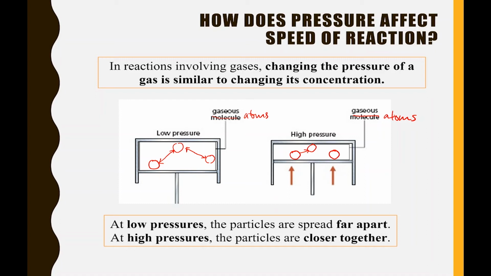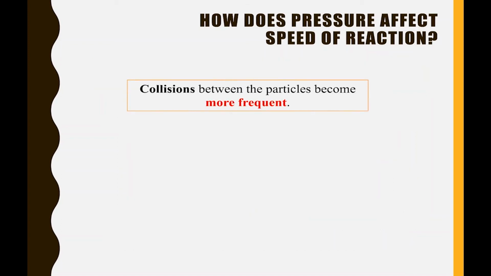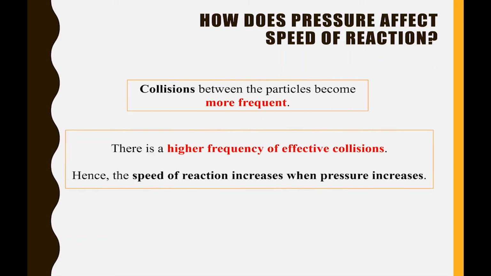And then I want you to measure the distance between each particle. Okay. You notice that it actually becomes shorter, the distance. Okay. So at low pressure, these particles are basically far apart. And at high pressure, they are closer together. Okay, because they are pushed towards each other. Alright, so as a result, the collisions become more frequent and there's a higher frequency of effective collisions. Therefore, the speed of reaction will increase when pressure increases.